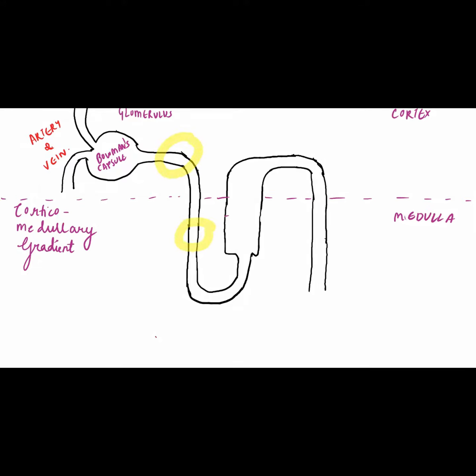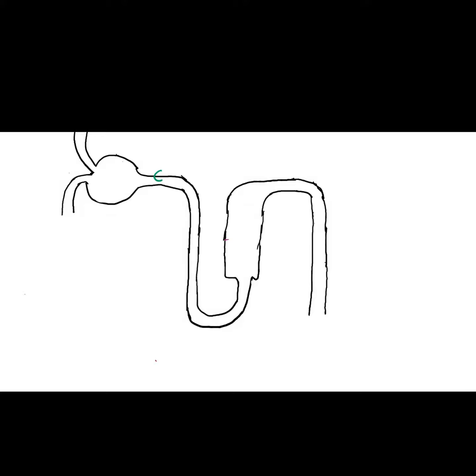There are 4 sites in formation of urine. Site 1 is at PCT, site 2 is at the ascending loop of Henle, site 3 is at DCT, and site 4 at the collecting duct. So let's see what has site 1.